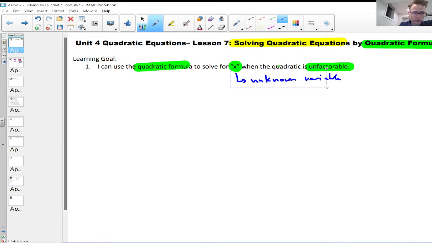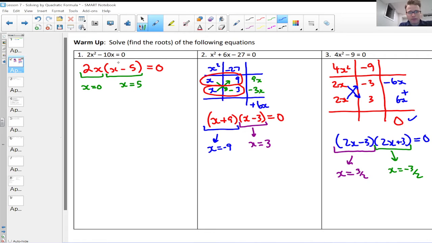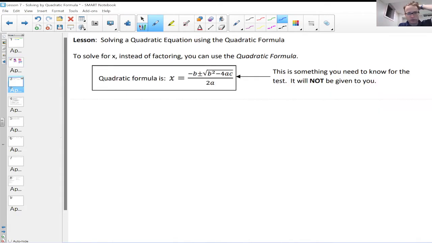variable. All right, here's a warm up. I've got 3 different ones solving. So this is doing it by factoring. Again, I just did it quickly. Here you can see factor, and then you find the roots of each of the factors. Same thing here: factor, find the roots of each factor. I'm not going to go through that. That was in lesson 6, but in lesson 7 we are going to use the quadratic formula.